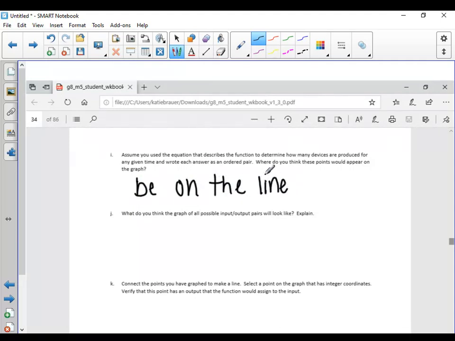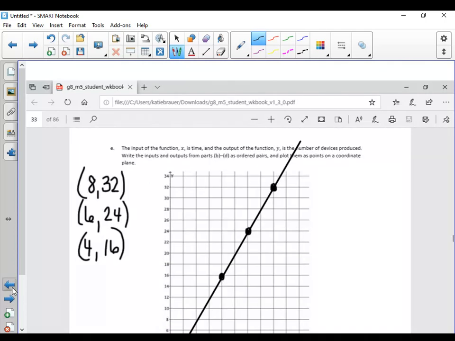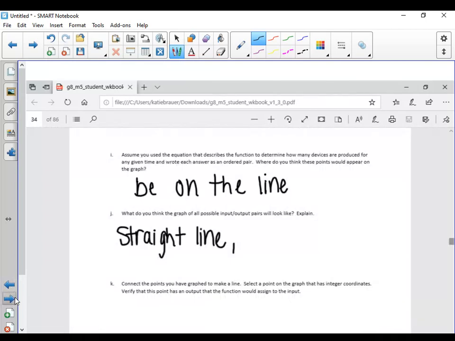So any point that works in this situation is going to fall right on the line that we just drew. What do you think the graph of all input outputs would look like? Well, we think they're going to be a straight line because they have a constant rate. That just means we know how many devices they make every, what was it? 4 devices every hour. That never changes, never slows down, never speeds up. There's a constant rate.